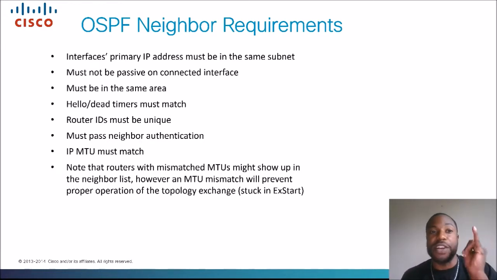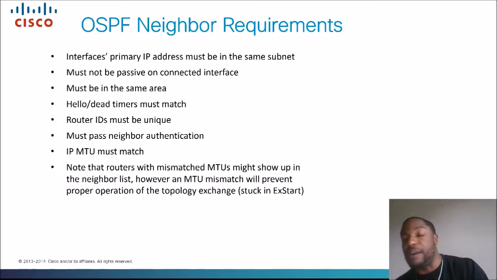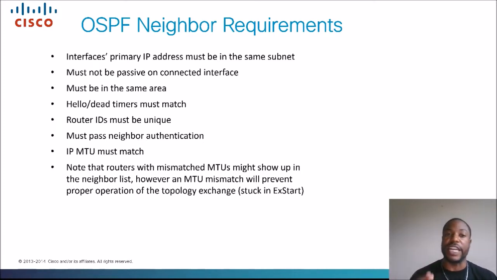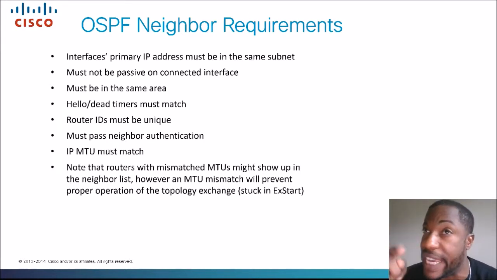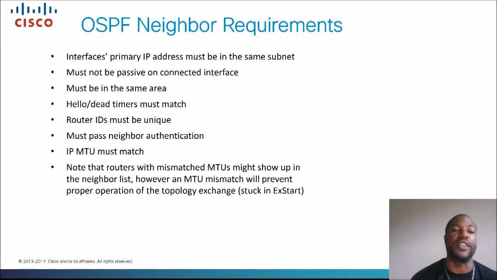Interfaces' primary IP addresses must be in the same subnet. It must not be passive on the connected interface. We talked about what passive interfaces are, right? It's an interface that does not send hello messages across it. It must be in the same area. So if I'm in area 0, you have to be in area 0, or at least have an interface in both areas. If I'm in area 2, you also have to be in area 2. We can interconnect with each other through a mutual friend, called, I believe, an ASBR. But we'll go over that in another topic.